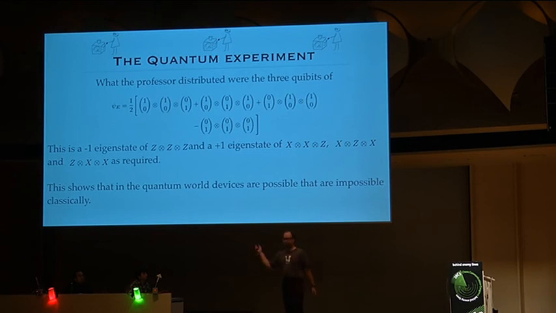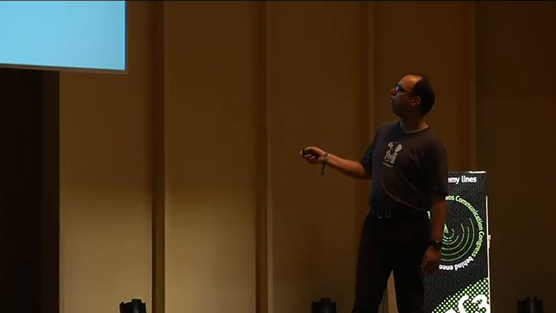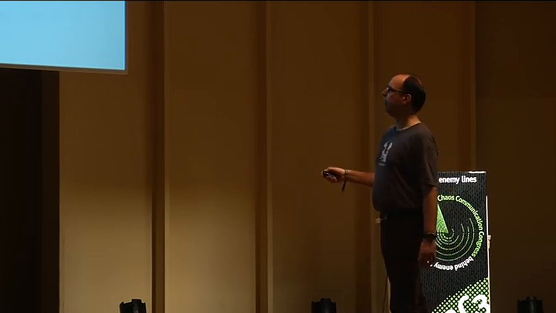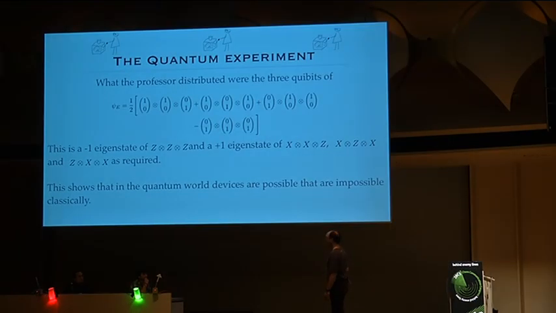Okay, and so this quantum experiment realizes what I claimed before for my experiment, what the outcome was, and classically I argued it's not possible, but here it's a local measurement. Each one just measures on their own qubit, and they get this result. Three Z measurements always plus one, one Z measurement, two X measurements always plus one.